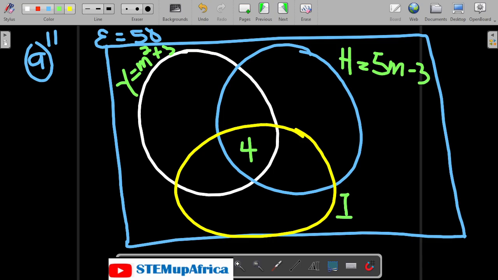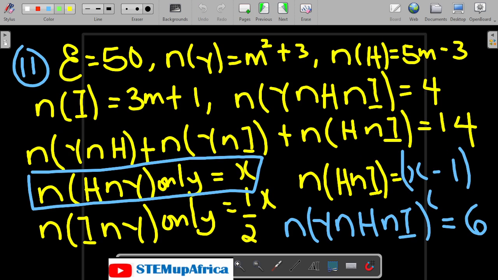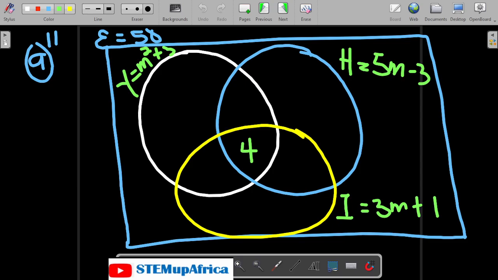And Igbo is 3m plus 1. Okay, that is total. So the number that speak Hausa and Yoruba only is x. So here is Hausa and Yoruba only. So here there would be our x.